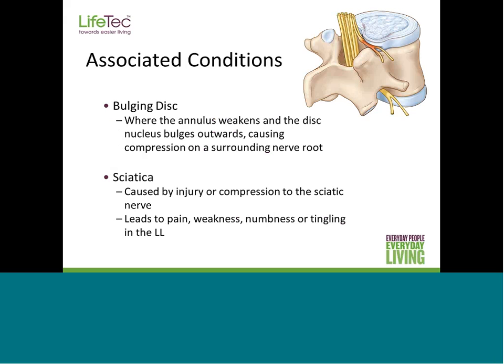Looking at some of the associated conditions with back pain, bulging disc. This is where the intervertebral discs are under constant pressure, and as they degenerate with age, the annulus pulposus can weaken, causing the disc nucleus to bulge outwards. This can lead to herniation, which can cause compression on the surrounding nerve root.